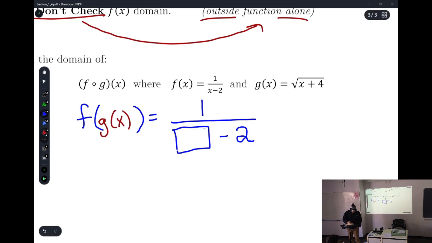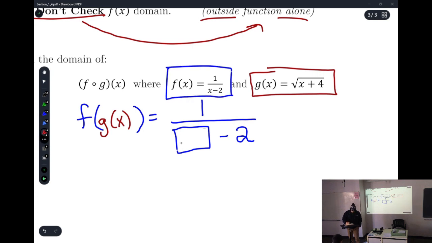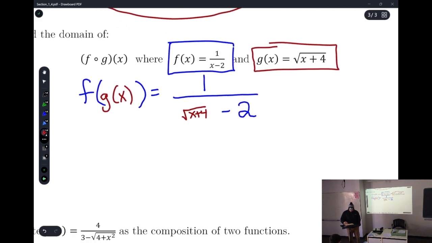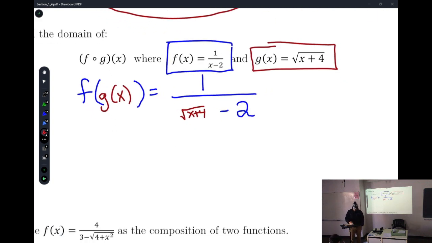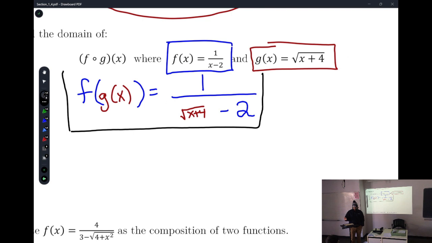Oh, I should make it red. So this is our red function for this problem. And this is our blue function. Root x plus 4. I brought colors today for our lab, so you could do this if you want to. Because I think it's just so much easier to see when you can have the layers or the dreams all in different colors. Okay. So that is your function.